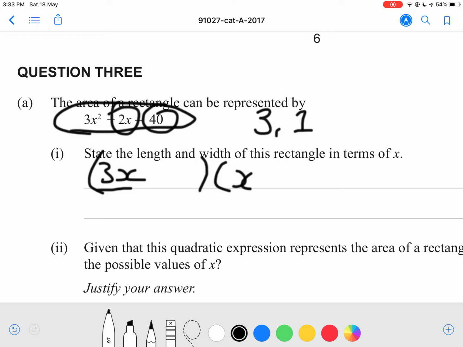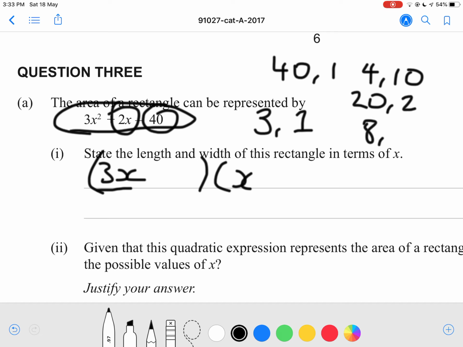So basically the factors of 40. So what are the factors of 40? So 40 and 1, 10 and 4. We also have 20 and 2. We also have 8 and 5. So these are the factors for 40. Now it's just trying to see which works to give us positive 2x.